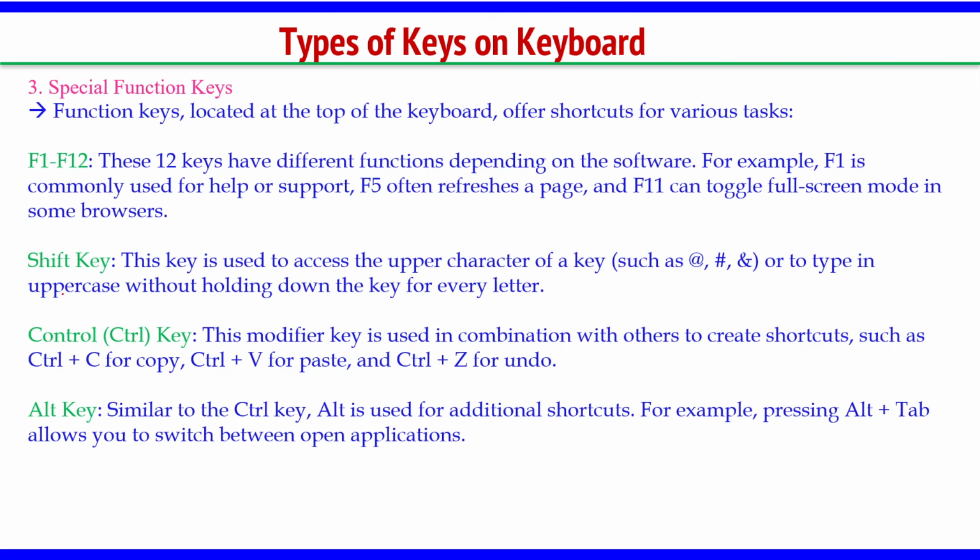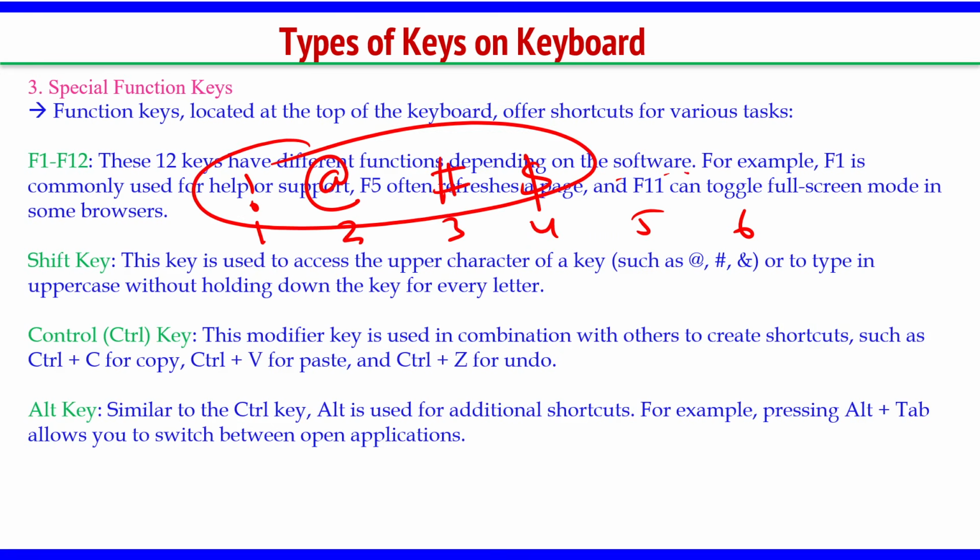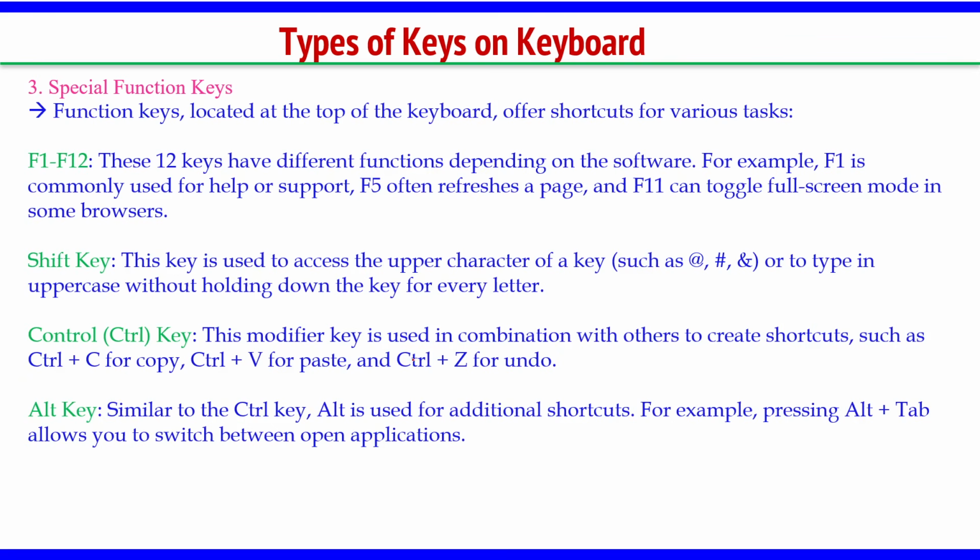Then we have shift key, right. This is used to access the upper character of a key, like @ hash $. Some of the keys have upper and lower characters. For example, if I talk about numbers, 1, 2, 3, 4, 5, on 1 I have exclamation mark, on 2 I have @, on 3 I have hash, on 4 I have $, like this. To access these upper characters, we have to use the shift key.